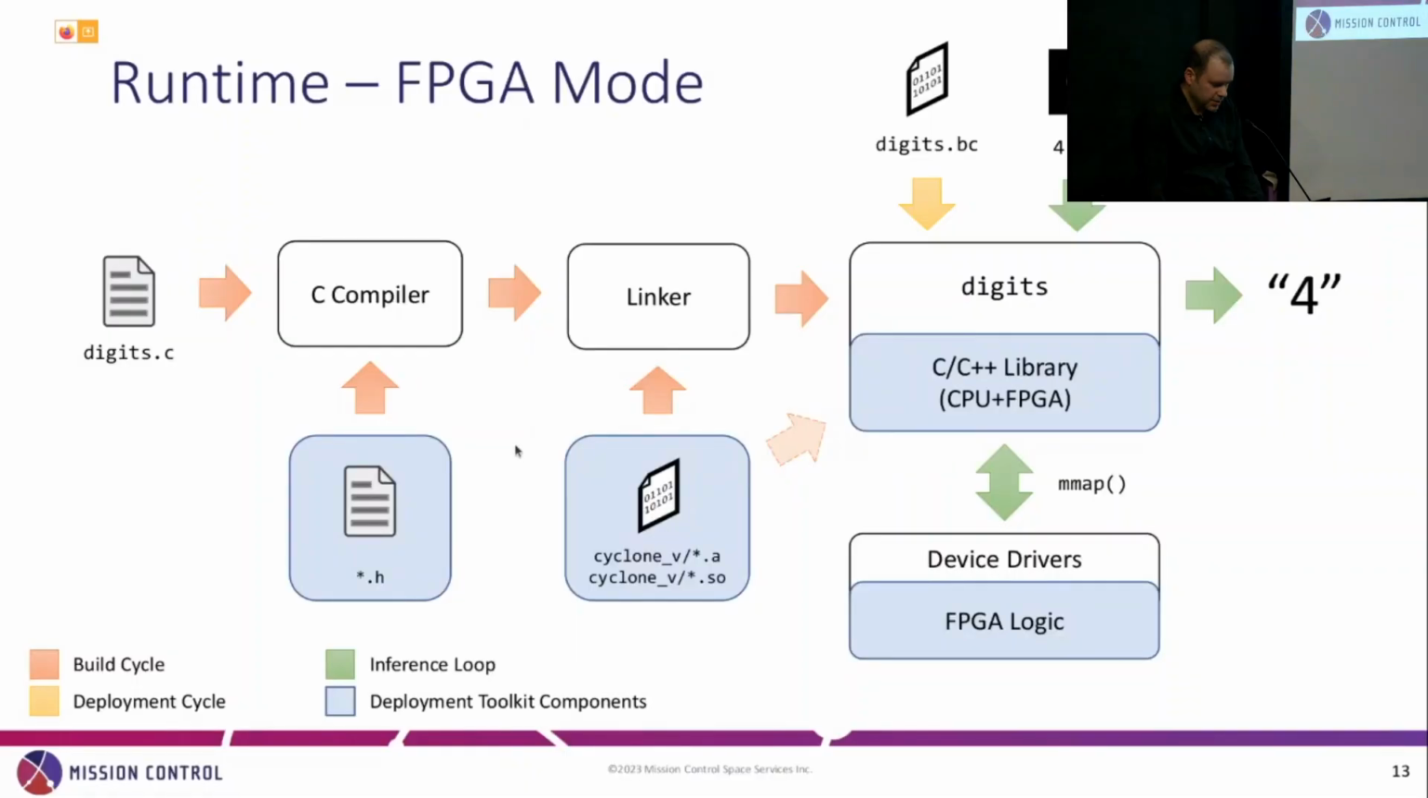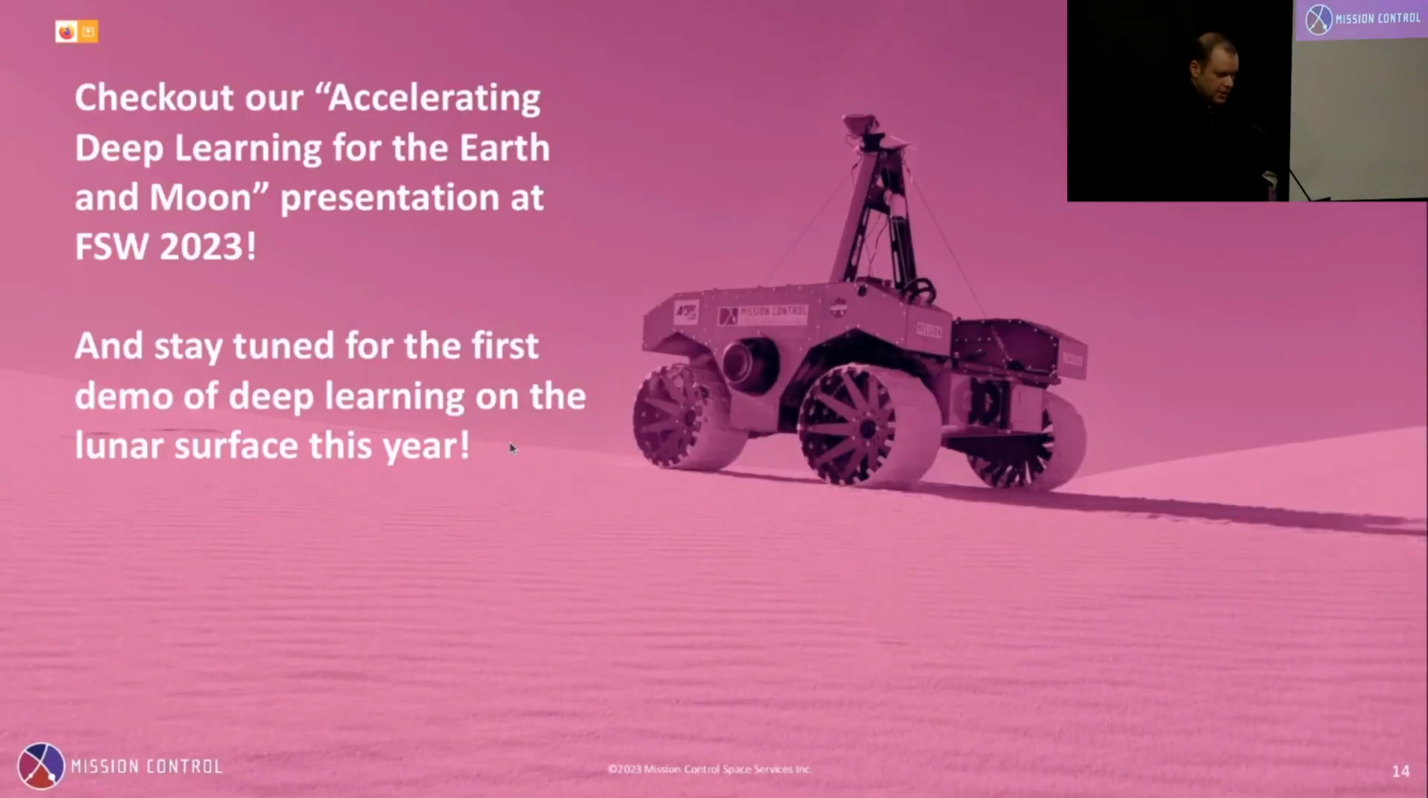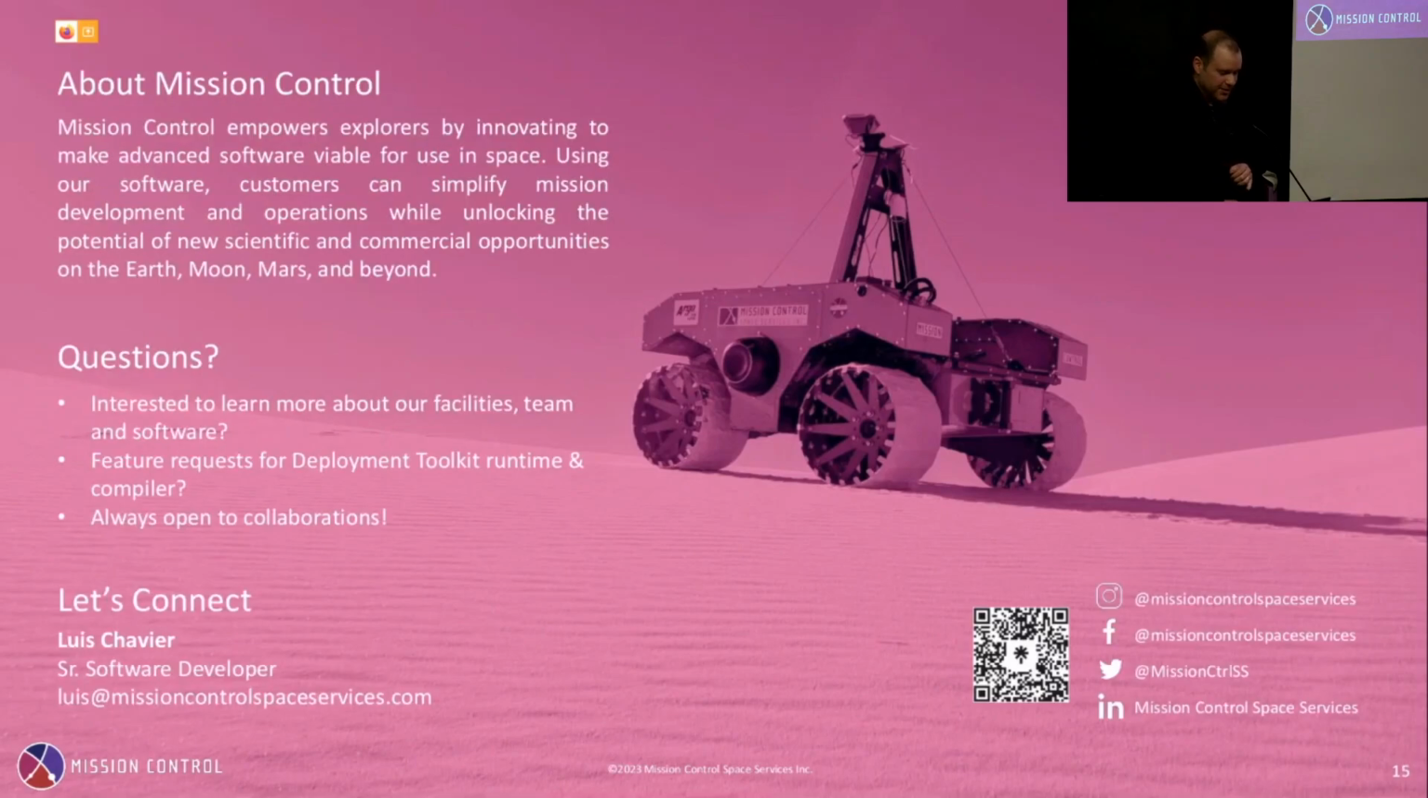I think I can conclude. Please check out our other pre-recorded presentation from my colleague Becca, and there's a lot more information about what we do there, our missions, and stay tuned for our lunar landing. Perhaps I can talk about that later in another workshop. And we're interested in collaborating with people to run neural networks in space. So if you're interested, talk to us. And that's it. I'm ready to take questions if we have time for that.